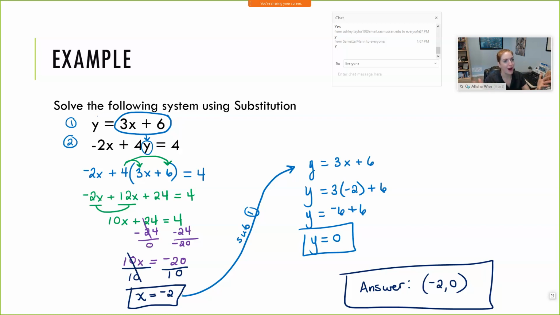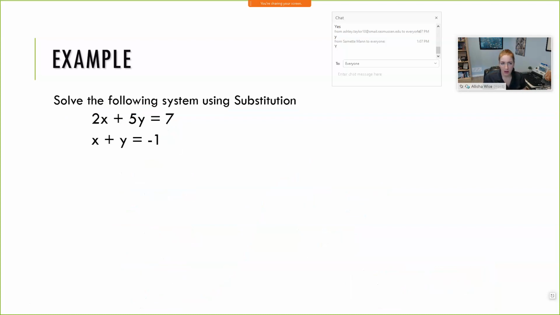I have several practice problems today to work through. So here we have two equations again.